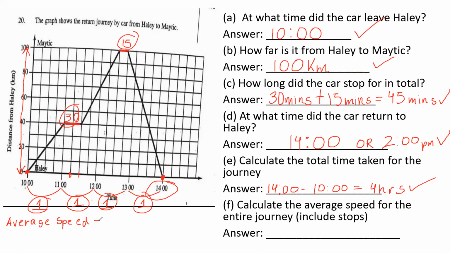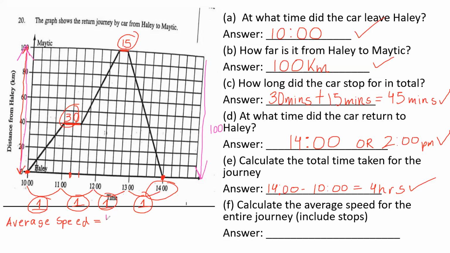What is the total distance? 100 kilometers? Wrong. I got 200 kilometers. Why is it 200 kilometers? Because 100 going up, right? And then 100 coming back down. So altogether, that's going to be what? 200 kilometers.